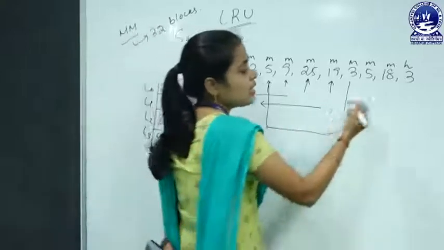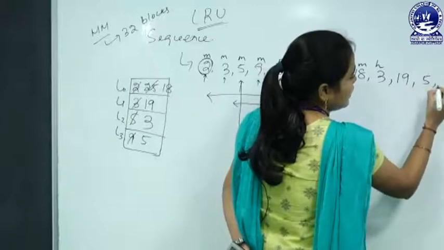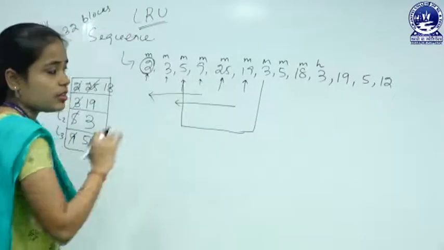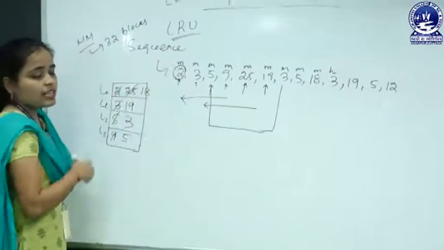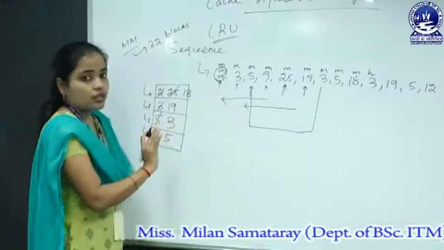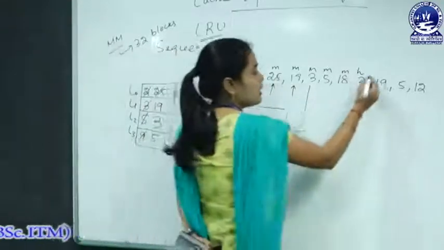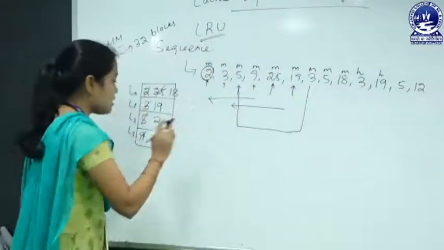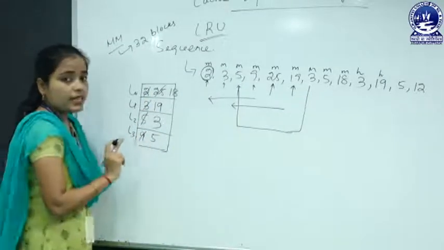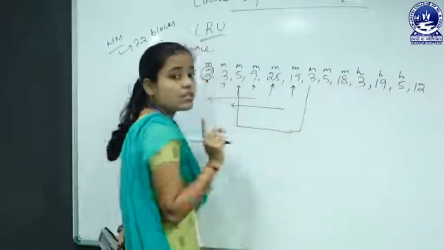Okay. So there are some other blocks like 19, 5, 12. Sorry, 19 is the next block which is requested by the CPU. So 19 is present here, so there is no need to replace. So that is a hit. So next one is 5. So 5 is already present. So 5 is again a cache hit, and the next block is 12.